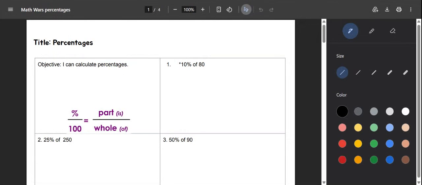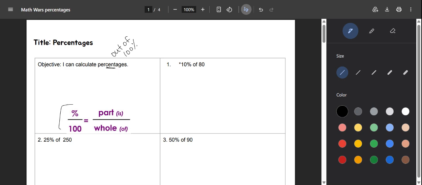Hey mathematicians, today we are going to learn how to calculate percentages. One thing we need to know about percentages is that they are always out of 100. Cent means 100. So whenever we are calculating percentages, that means we are comparing a number to 100.